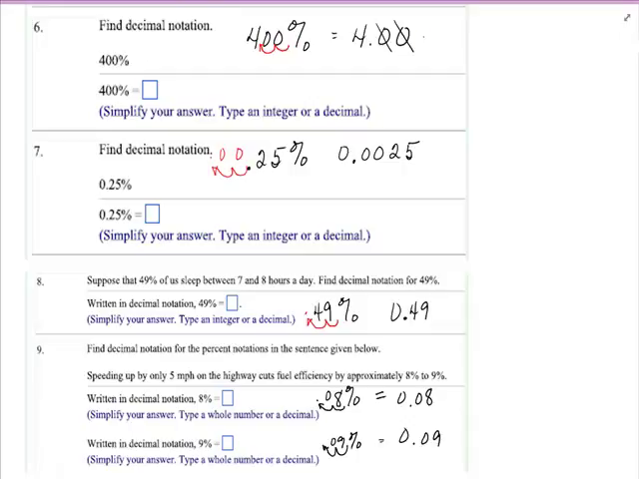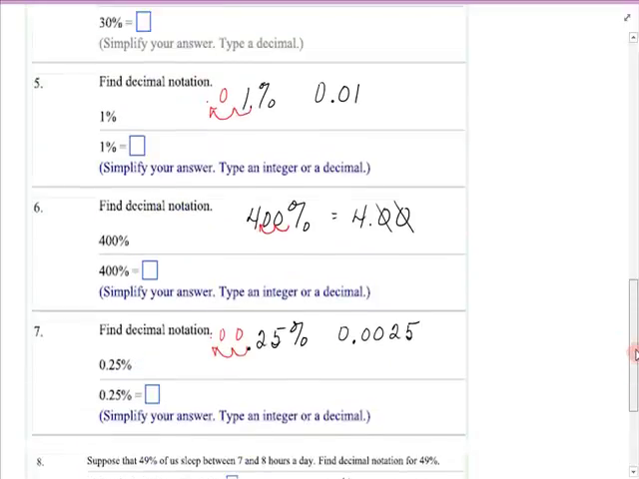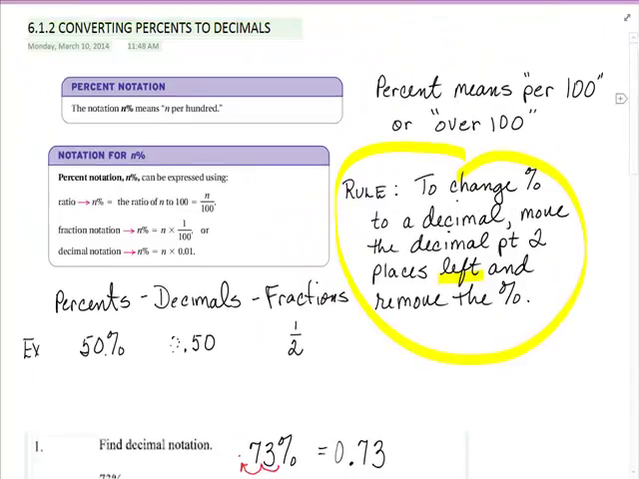All right, change your percents into decimals by this rule. Please make sure you write all the rules down because these lessons are going to have the rules. To change percent to a decimal, move the decimal point 2 places left and remove the percent sign. Okay, give those a try.